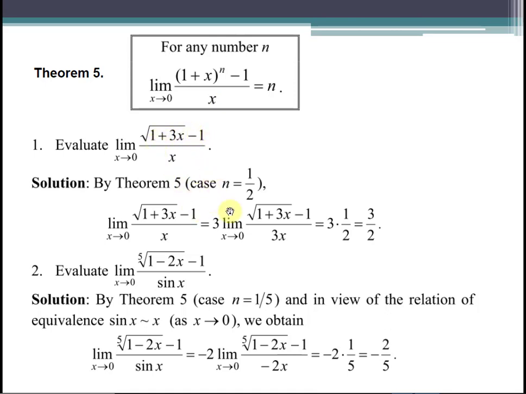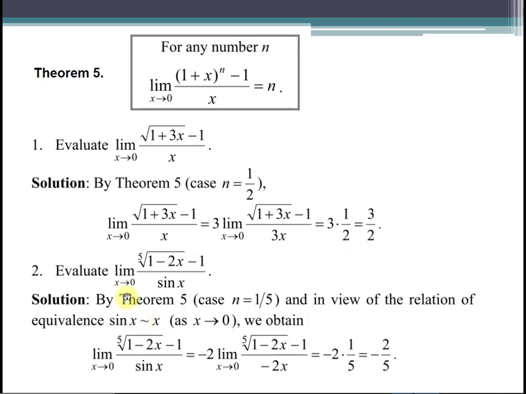Here we have the case n is 1 over 2 because we have a square root. To get the right form, we need to multiply and divide by 3 here. So the answer is 3 times this limit, which goes to n, which is 1 over 2. So the answer is 3 over 2.